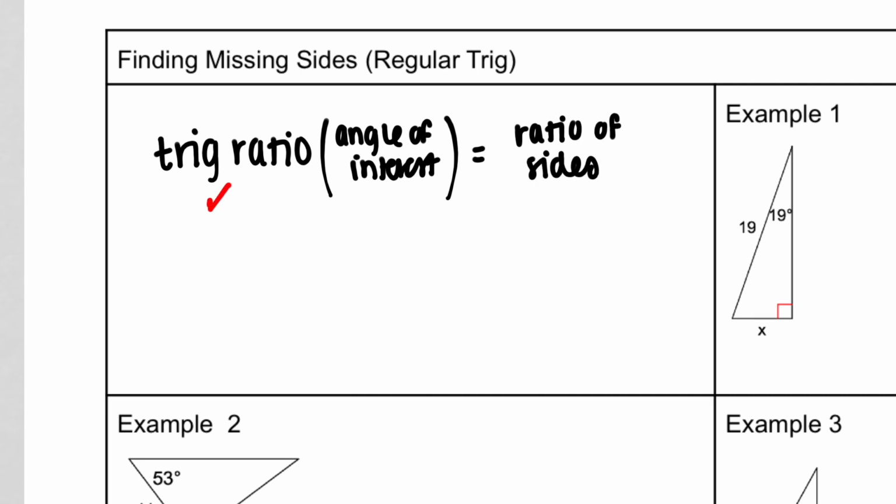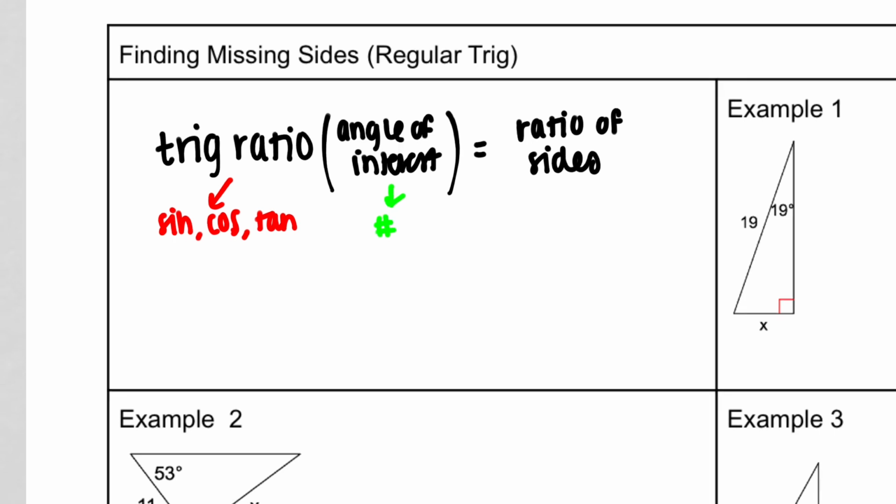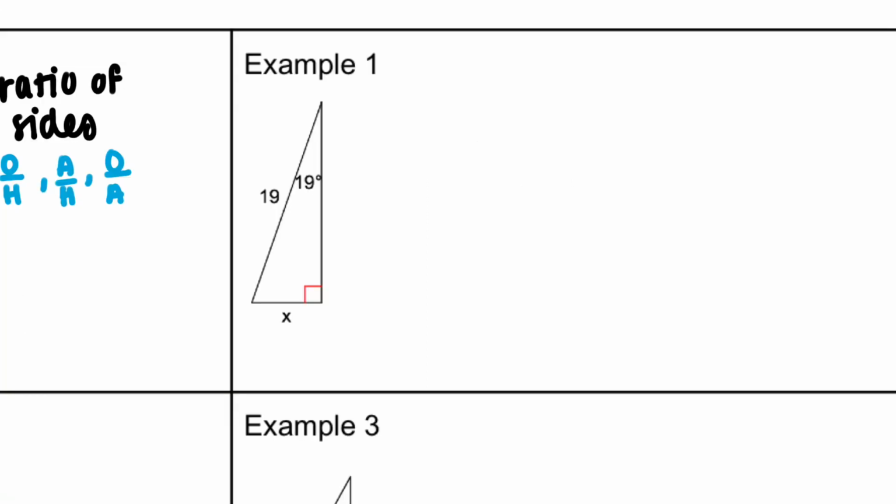This trig ratio right here is where you would put sine, cosine, or tangent. Right here, angle of interest is going to be a number, a degree, and your ratio of sides is either going to be O over H if it's sine, A over H if it's cosine, or O over A if it's tangent. So we're still going to follow the same steps that we've been using.